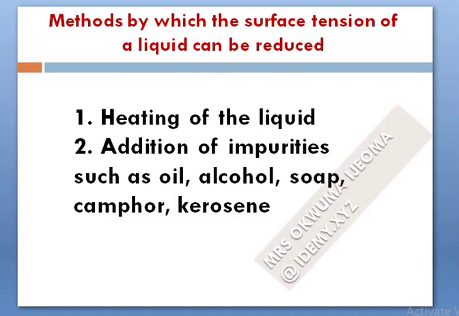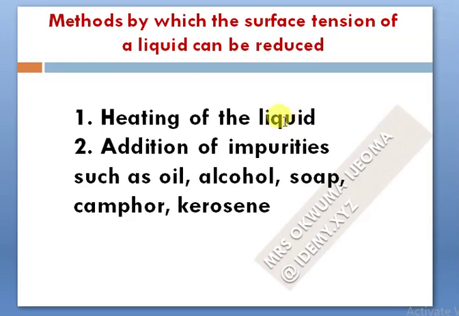Now, what are the methods by which the surface tension of a liquid can be reduced? We have two methods of reducing the surface tension of a liquid. Number one, heating of the liquid. So when you heat the liquid, it reduces the surface tension of the liquid.